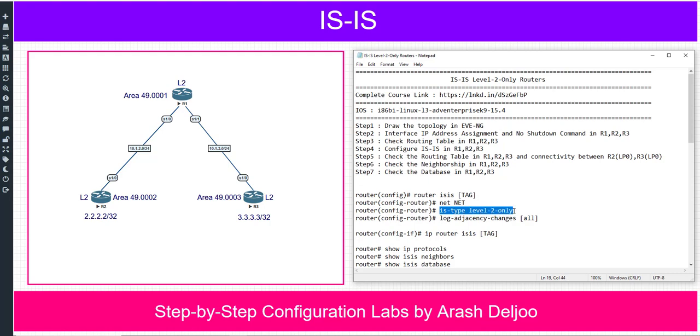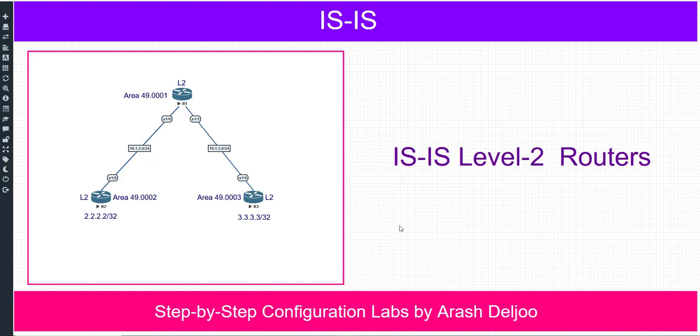Why? Because the default level in ISIS, in Cisco ISIS, is level 1-2. If you want to configure a router as a level 2 only router, you need to configure it. Okay? Other configurations are the same as in the previous scenarios. Let me start it. It is a very simple scenario.